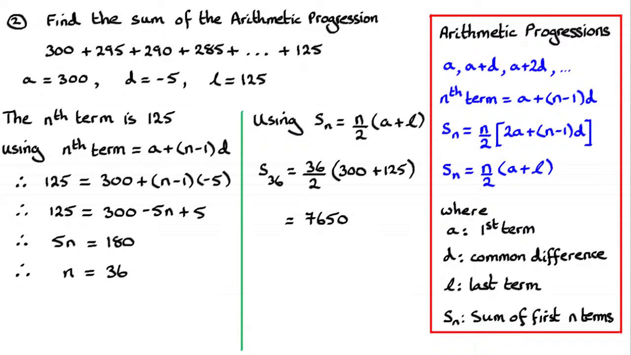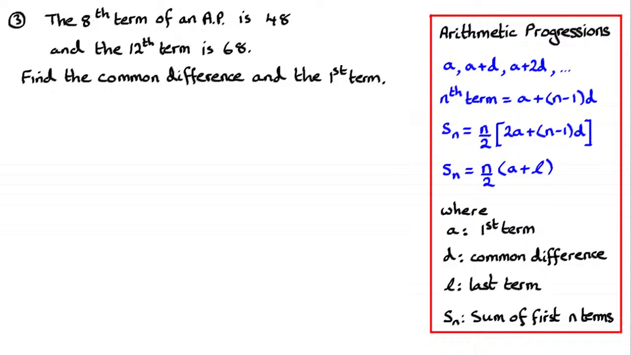Question 3 of 5. With this one, I'm not going to tell you quite what's involved, but it's a kind of common question that you're likely to get. Here we go. The 8th term of an arithmetic progression is 48, and the 12th term is 68. Find the common difference and the first term. So away you go. See what you can make of that one.